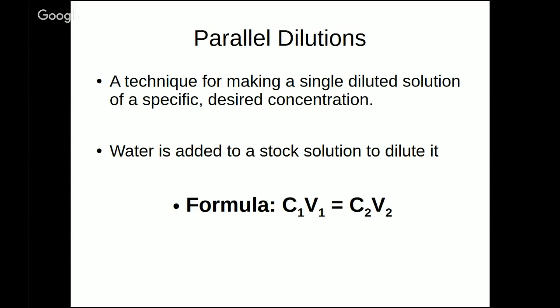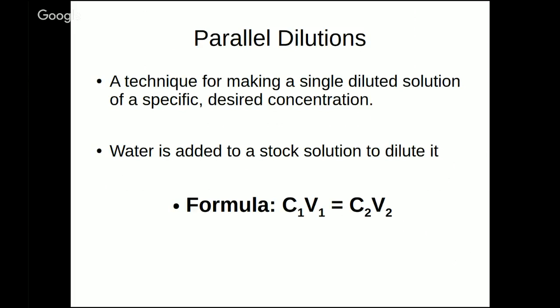All right, so first let's define what a parallel dilution is. A parallel dilution is a technique for making a single diluted solution of a specific desired concentration. What you're going to do is take a solution that's already prepared of a certain concentration. We call this a stock solution. So you're going to take your stock solution and mix some of that with some water to make a second solution that is more dilute and is of a specific concentration.